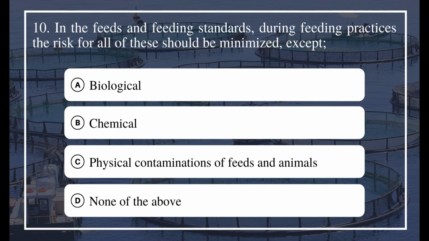10. In the feeds and feeding standards, during feeding practices, the risk for all of these should be minimized, except A. Biological. B. Chemical. C. Physical contaminations of feeds and animals. D. None of the above.